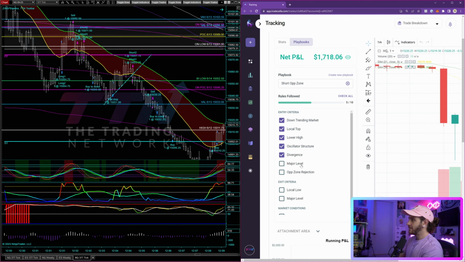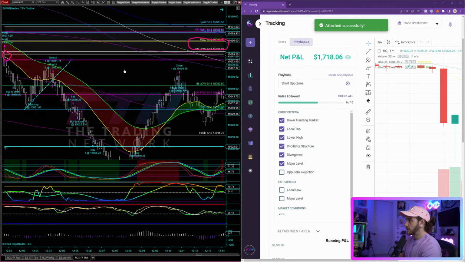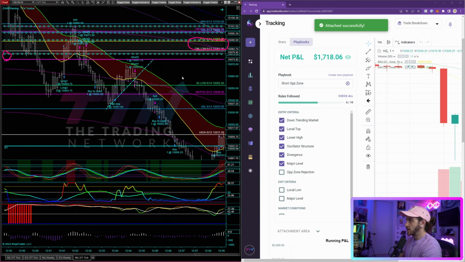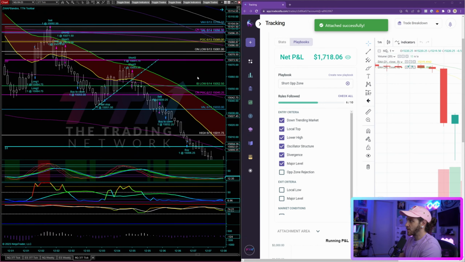So we have the major level indeed. Actually, we have multiple major levels. Fibonacci pivot point right here. We have the overnight low from June 13th. And I think that right here, even though I can't quite see the label, is the opening range low as well. Yes, it is indeed. So we actually have 3 major levels, just making this significantly higher probability.